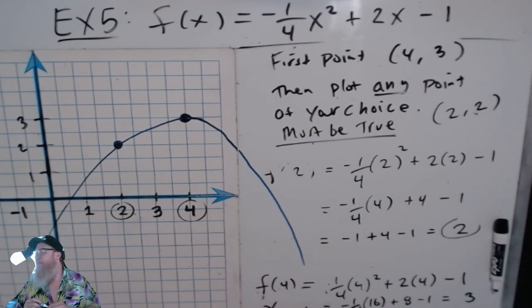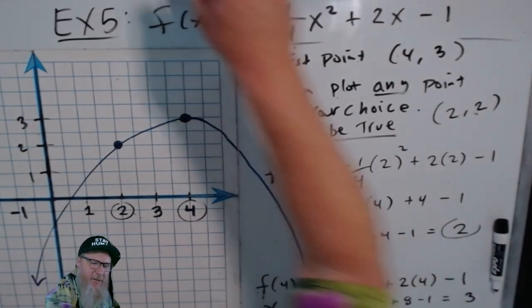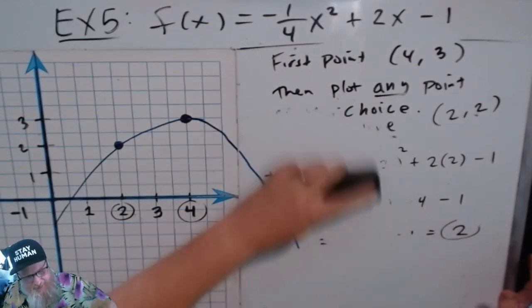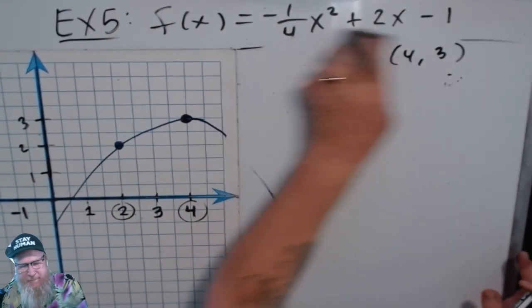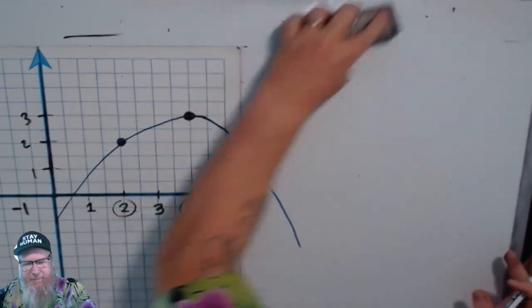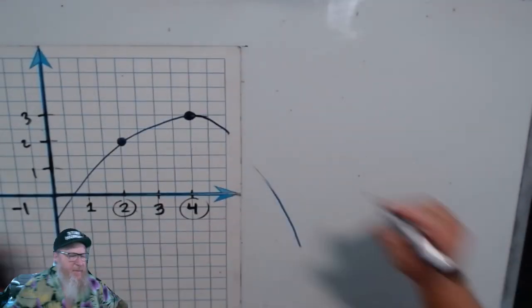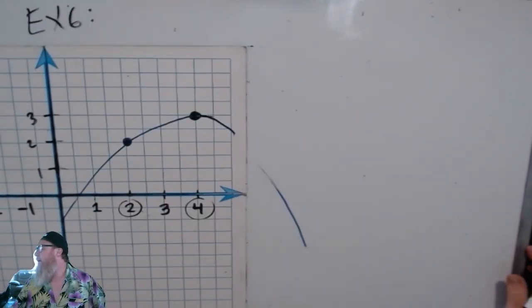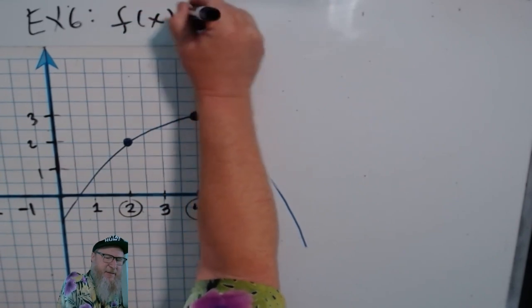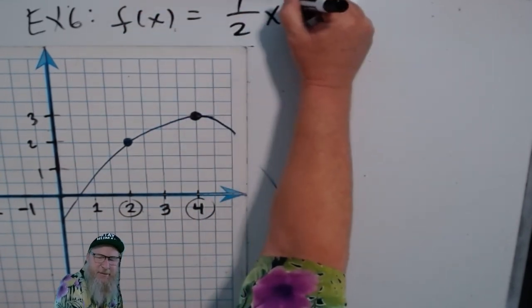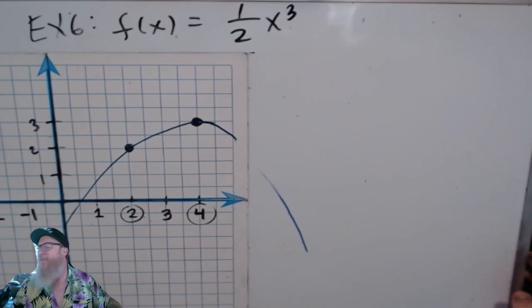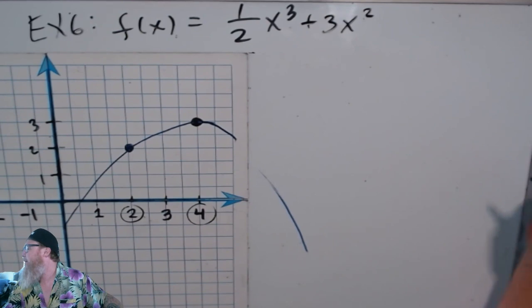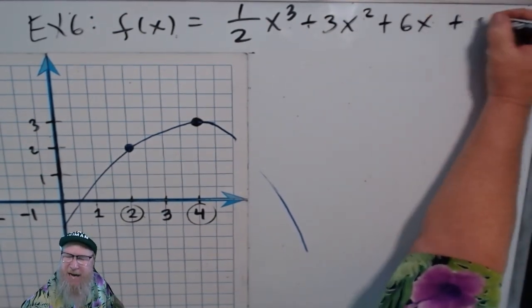All right. That's probably the easiest graph we're going to do today. So I should probably move on to the next example. Example 6. I'm just going to call everything f of x today so I don't screw this up. f of x is 1/2 x cubed plus 3x squared plus 6x plus 5.